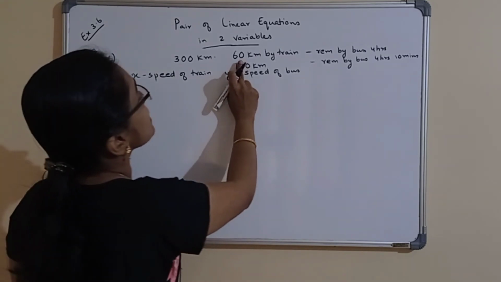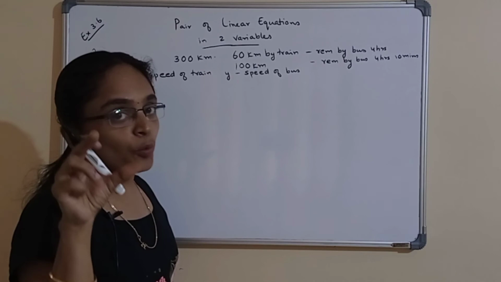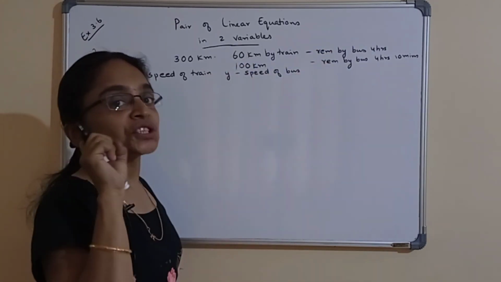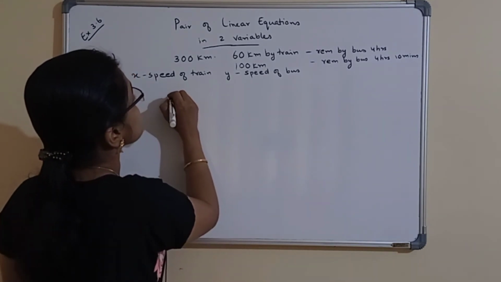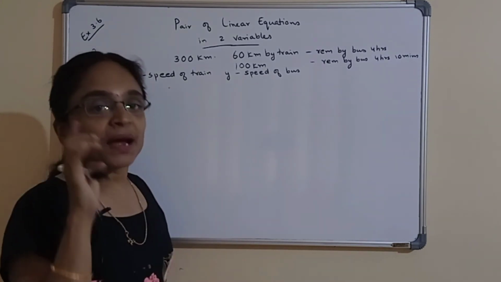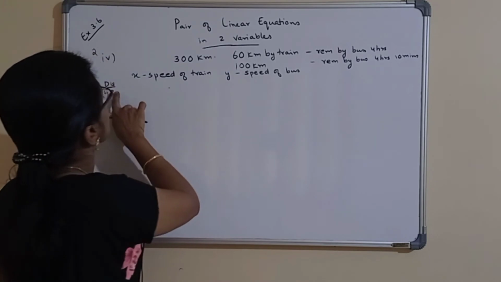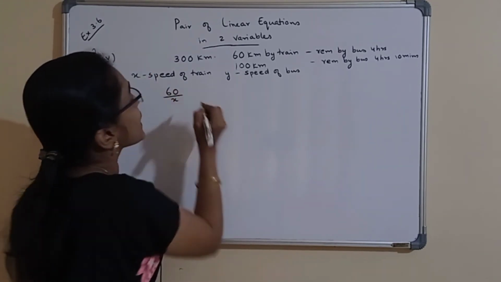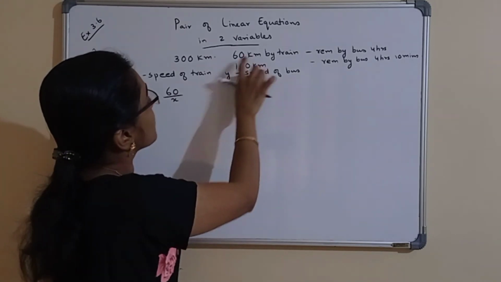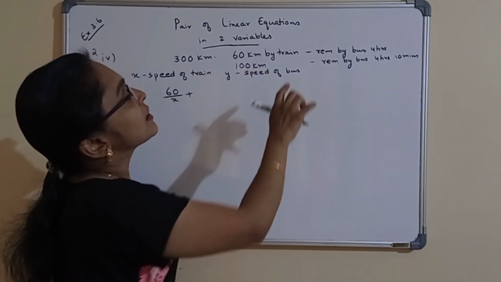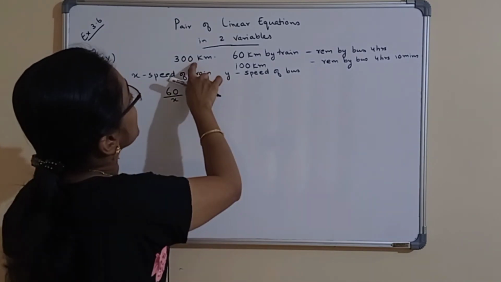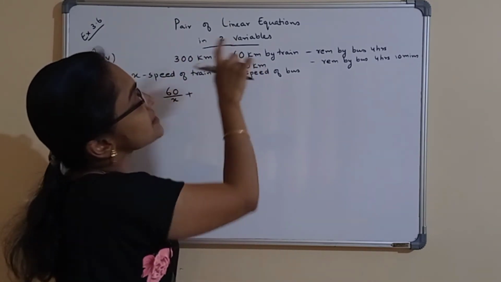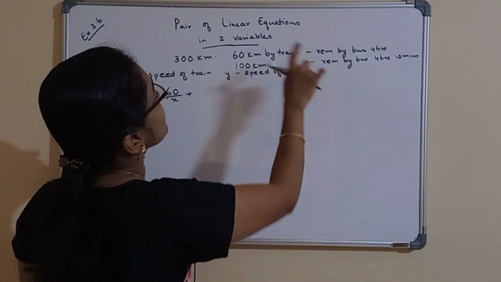Time is equal to distance by speed. And given that if she travels 60 kilometers by train and the remaining by bus, she will take 4 hours. That is 60 kilometers by train, which means distance by speed is time. So 60 by x, speed of train is x, 60 kilometers by train plus remaining by bus. What is the remaining? For traveling 300 kilometers, she will travel 60 kilometers by train and the remaining by bus.